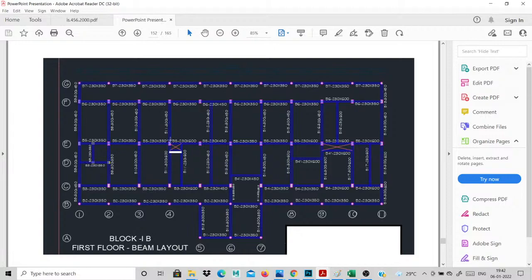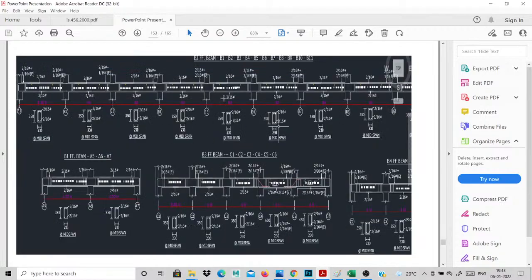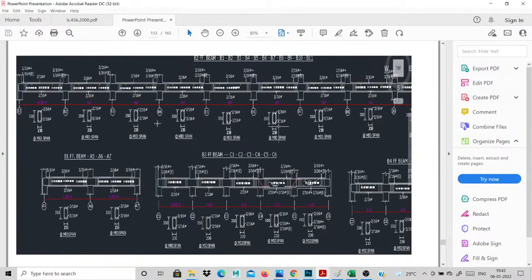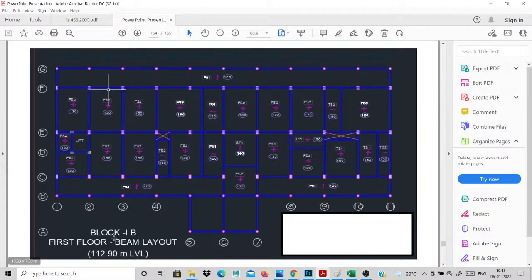The next one is the beam layout. This is our beam diagram, and the dimensions will be given for your diagram. Beam number B5, B6, and the size are also given in this diagram. Next one is the beam reinforcement. This is the longitudinal section, then the cross section. You provide the longitudinal and cross section for your beam design. Also, this is a beam detailing layout with the reinforcement. Then you go for slab detailing.